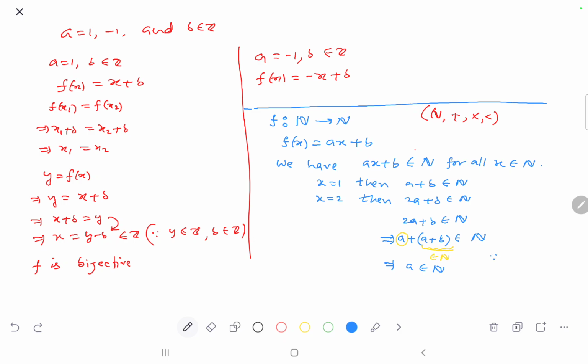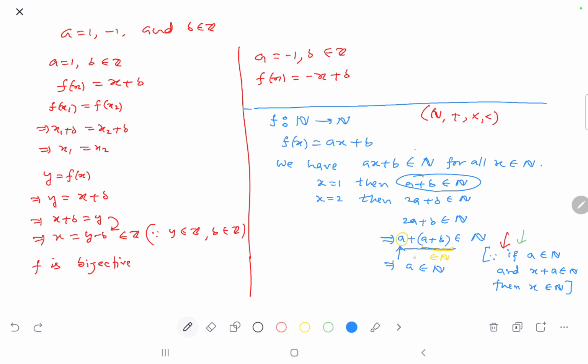So here a mathematical question comes: if a is a natural number and x plus a is a natural number, then x must be a natural number. This is the mathematical question, and I think you believe it, right? Otherwise I have to go a very axiomatic way, which is right now difficult for you. So since a plus b is a natural number because of this, and the sum is a natural number, so this part is also a natural number if you believe this expression. Okay. So a is a natural number.